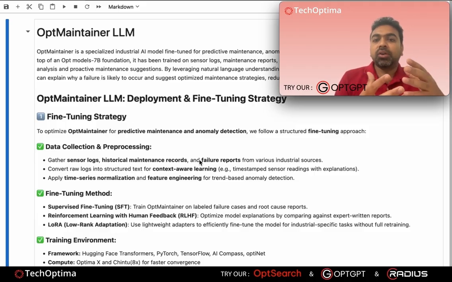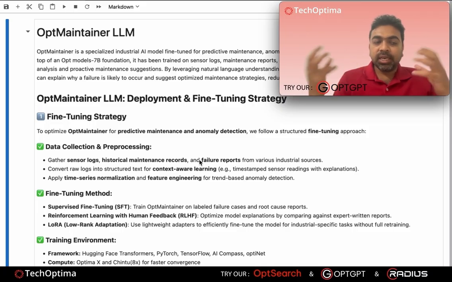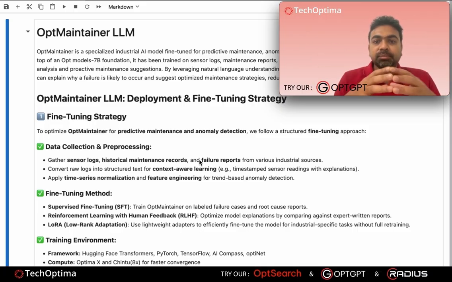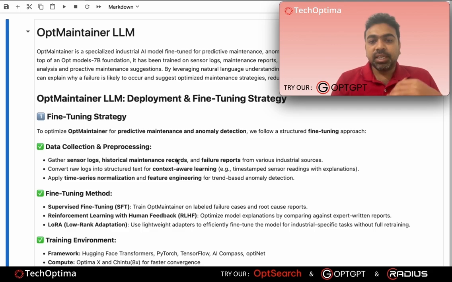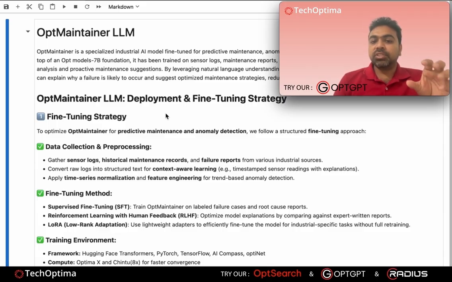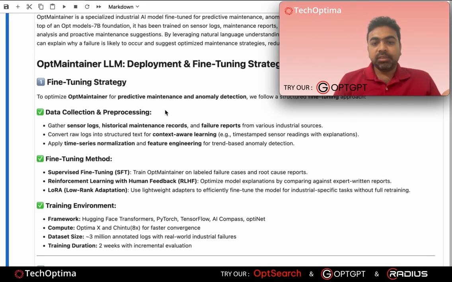Basically it's been fine tuned on the OptGPT model, and we have trained and fine tuned this particular model on the sensor logs and the maintenance reports, such as what you collect from the manufacturing industries, and their temperatures and their wear and tear kind of data. And we were able to normalize the data according to the time series and feature engineered to get the anomalies out of it. And we have used the best fine tuning techniques which are already there.